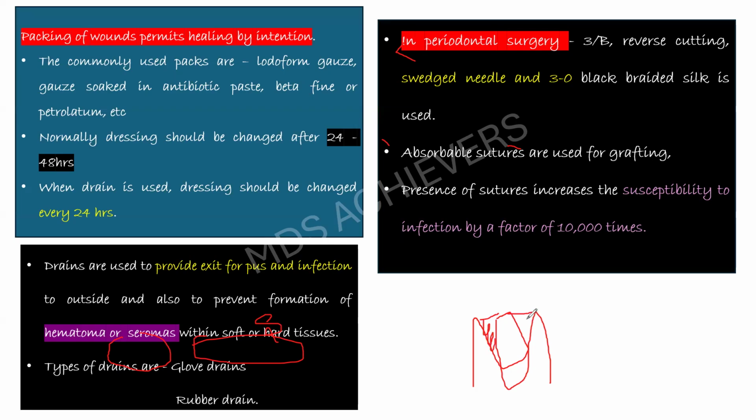This graft area should not be contaminated by any kind of extraoral materials, so I will place a membrane over it. Then I will suture it up to the flap, and these sutures are going to resorb by themselves. It is one of the most frequently used for grafting procedures. The presence of sutures increases susceptibility to infection by a factor of 10,000 times.